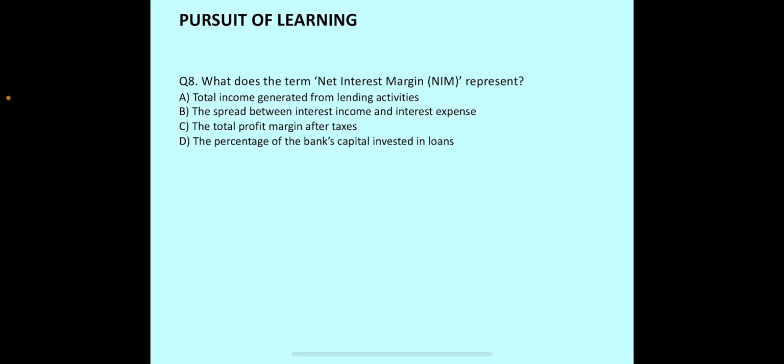Next question is, what does the term net interest margin represent? If you remember the formula from BFM, it is going to be very easy. The options are total income generated from lending activities, the spread between interest income and interest expenses, the total profit margin after tax, the percentage of bank's capital invested in loans. So the correct answer would be option B, the spread between interest income and interest expenses.